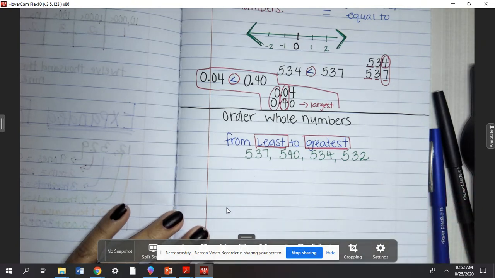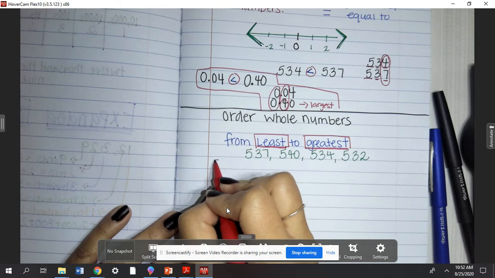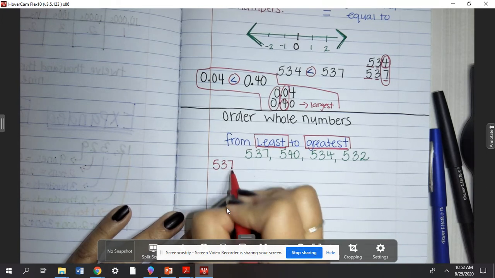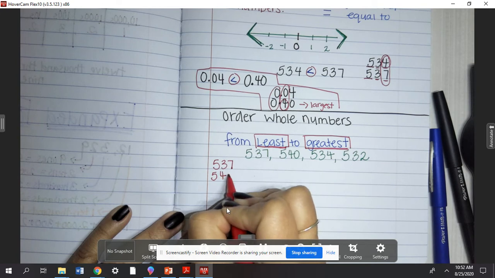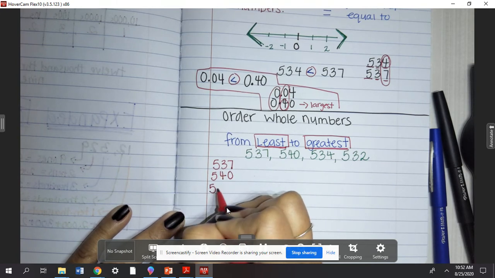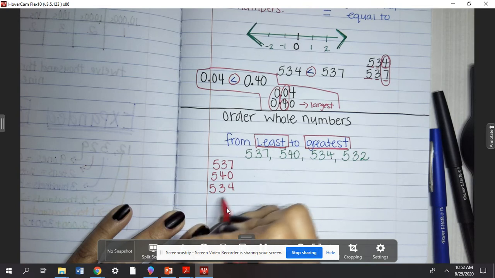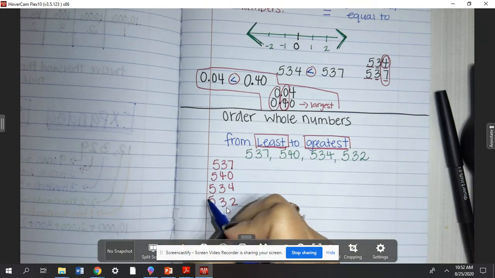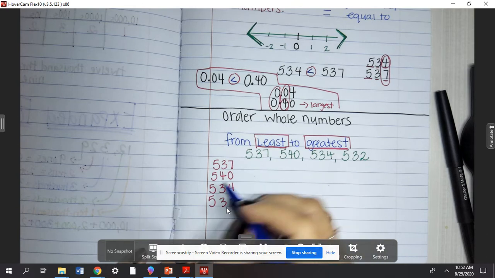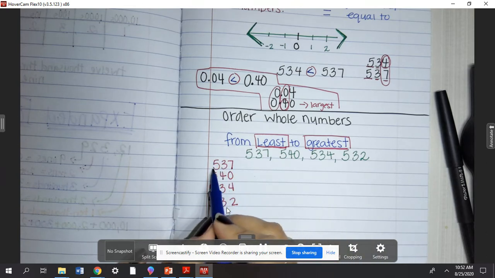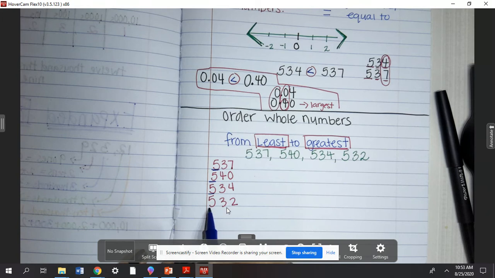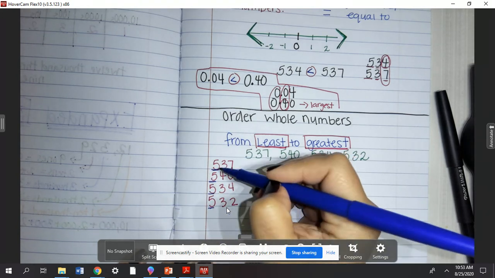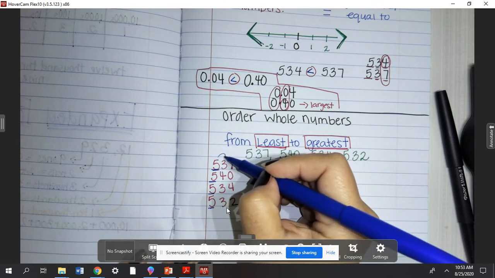So when I'm comparing these numbers here, I'm going to line them up according to their place value. Now I can start comparing these numbers. Remember, I'm always going to start to the left when I'm looking at these whole numbers here. So when I look here, all of these digits in the hundreds place are the same. So can I find out which one is the greatest? I can't. These are all the same. So I'm going to look at the next place.